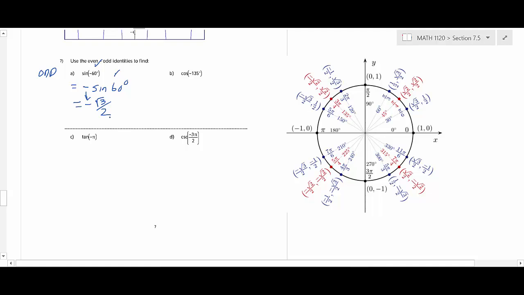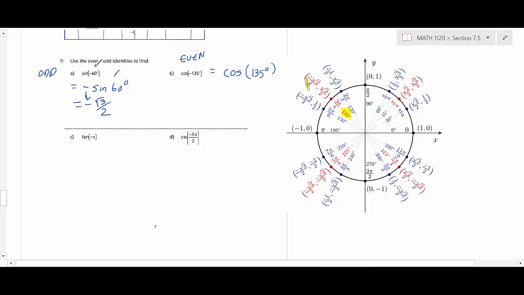Okay, let's look at cosine. Cosine is an even function. So that means that this is going to be equal to the cosine of 135. Don't change the cosine, just change the angle. That means opposite x gives the same y value. Okay, let's find 135. Tell me what the cosine is.